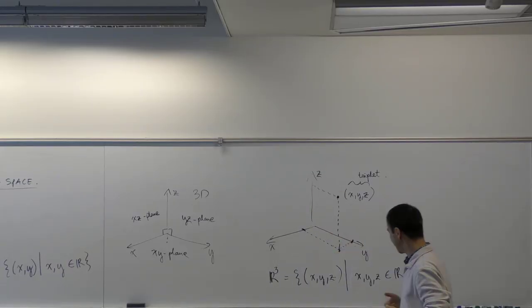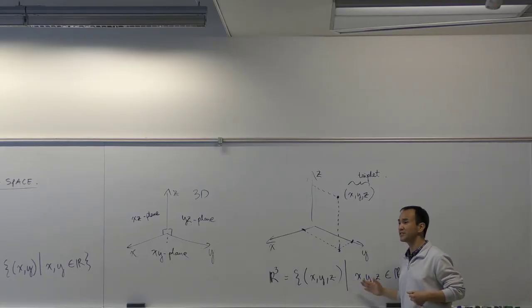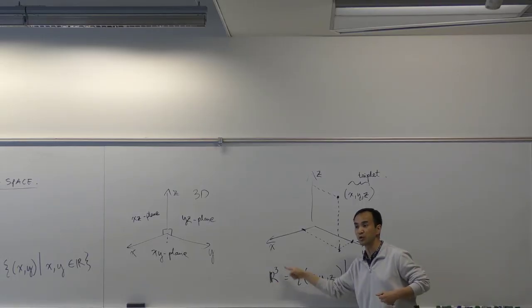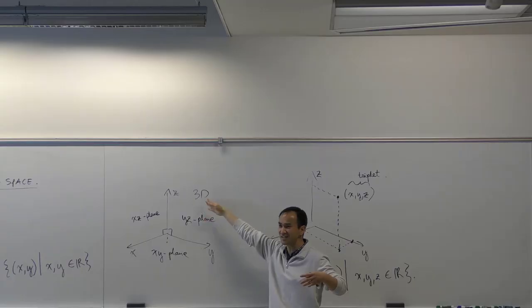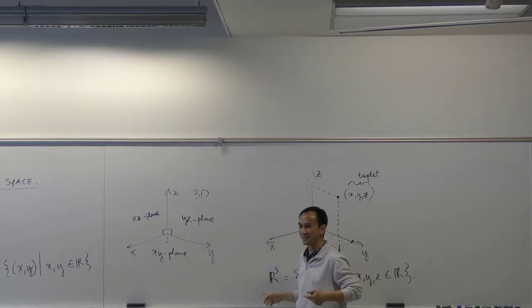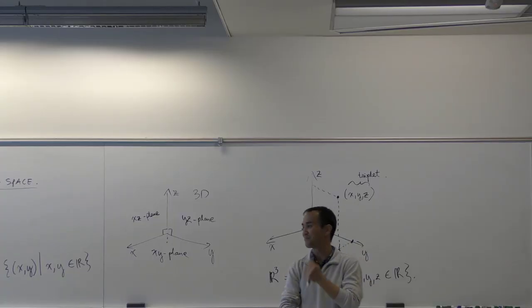Okay? But back to this, are there any questions so far? It's just a definition of what is meant by the R3 space, right? And this is now the common name for it, because instead of calling it 3D, we call it, with more mathematical understanding, the R3 space.